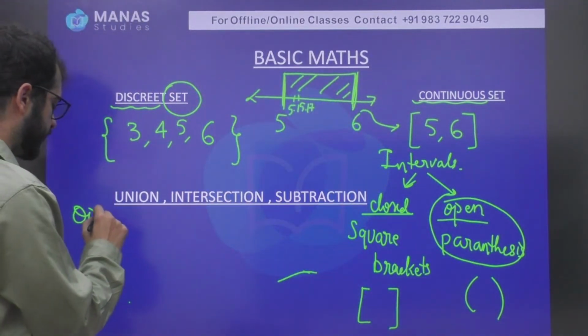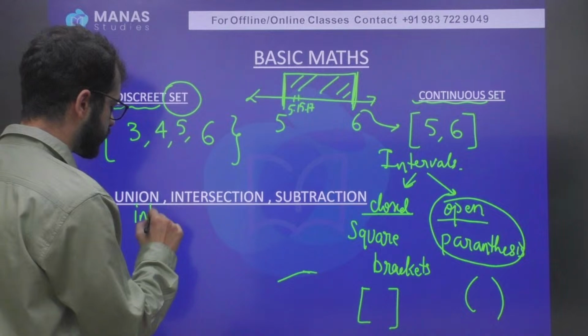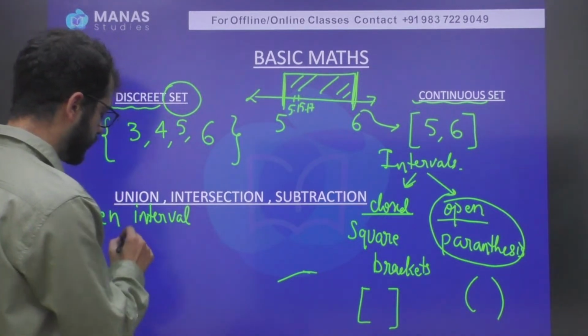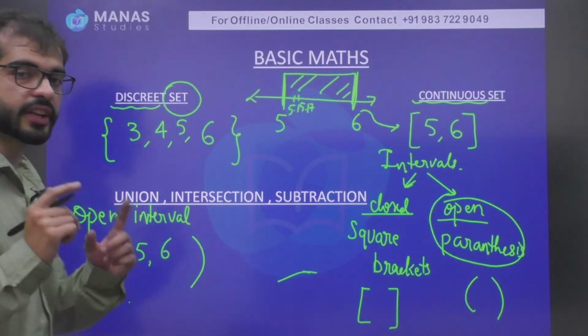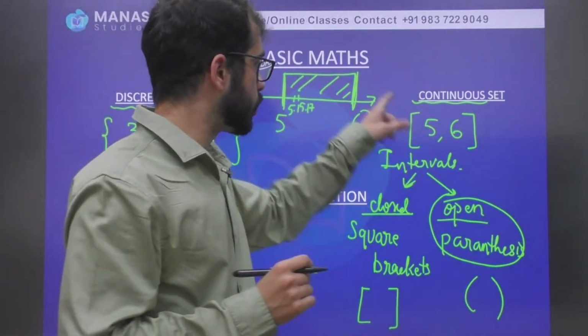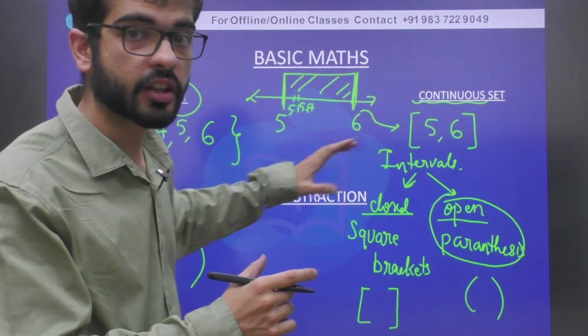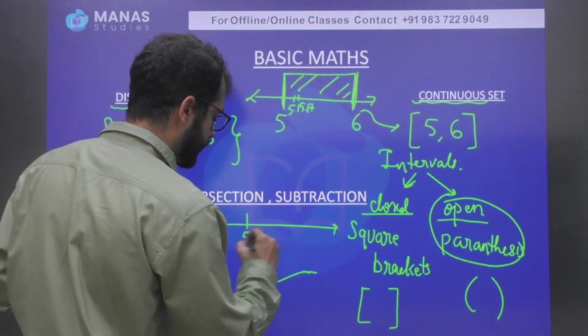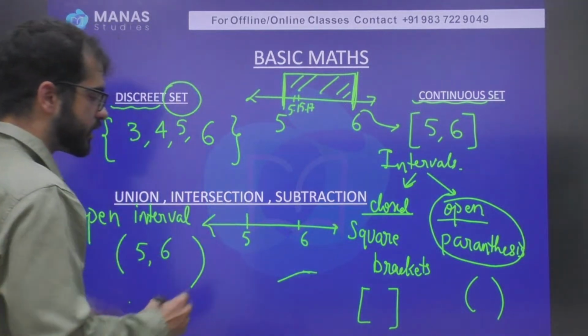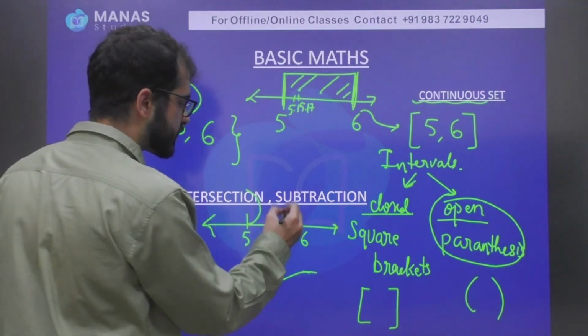If I write over here an open interval का मतलब होता है I'm going to use parenthesis to write the two numbers. Now I have written 5, 6 in open interval. Over here it was mentioned in closed interval. Now if I'm writing it in open interval, let's try to visualize the number line. यहाँ पे है 5, यहाँ पे है 6. Open interval का मतलब है 5 is not included, 6 is not included.